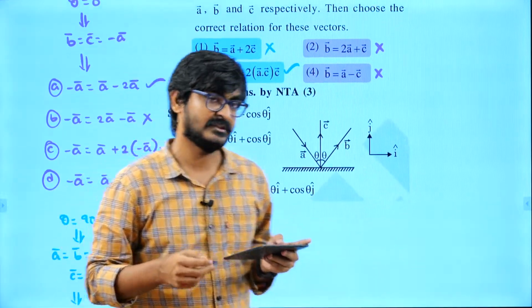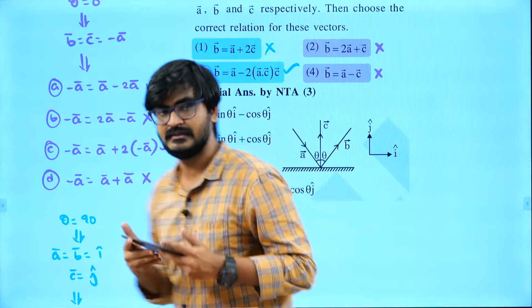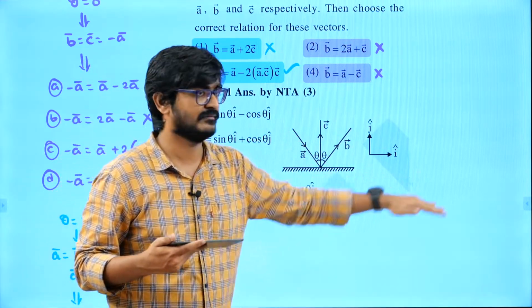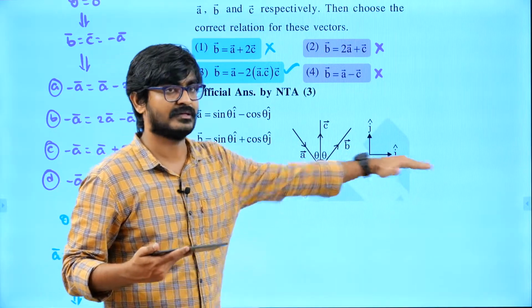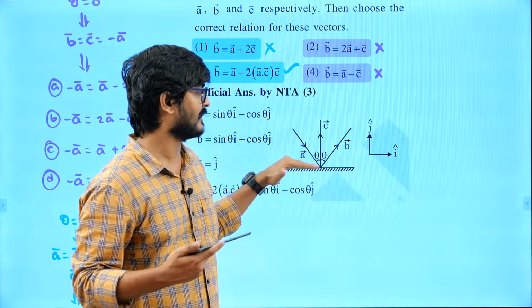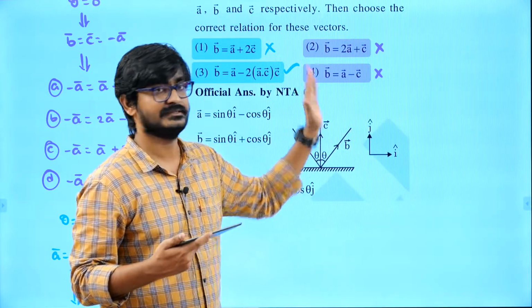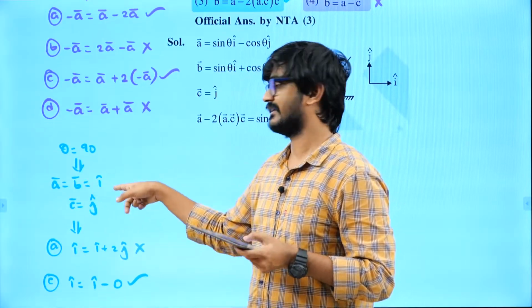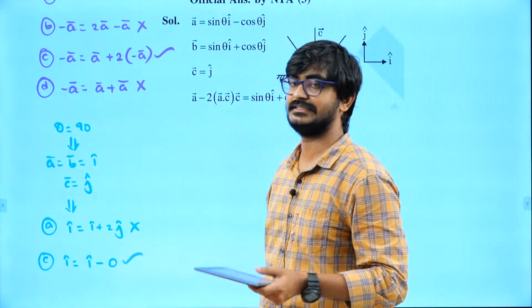Now I'll be seeing the same thing when theta is 90. When theta is 90, what will happen? This A will be going like this, and that B also will be going the same way. So when theta is 90, A bar and B bar will be equal, but C bar will be in this direction. So A bar and B bar will be I cap and C bar will be J cap. I can visualize that way.